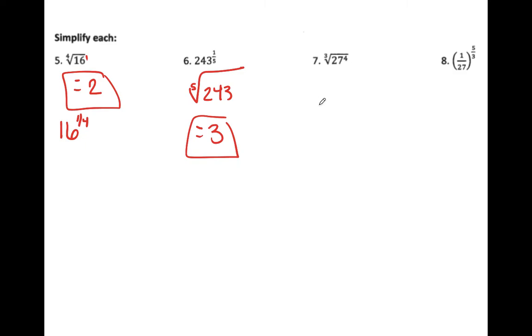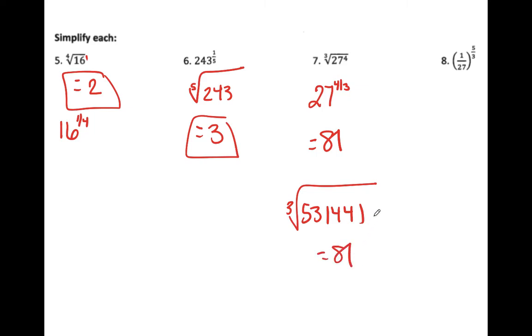This one, same thing, lots of ways to get your answer. You can rewrite it. This is the same as 27 raised to the 4/3. So if I type in 27 raised to the 4/3, I end up with 81. The other way to do this one, there's lots of different ways. You can figure out what 27 to the 4th is, and so then it's really 3rd root of 531,441, and then use that cube root button, and you're still going to get 81 regardless.